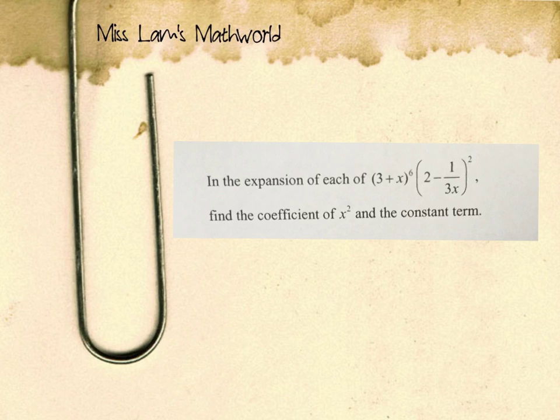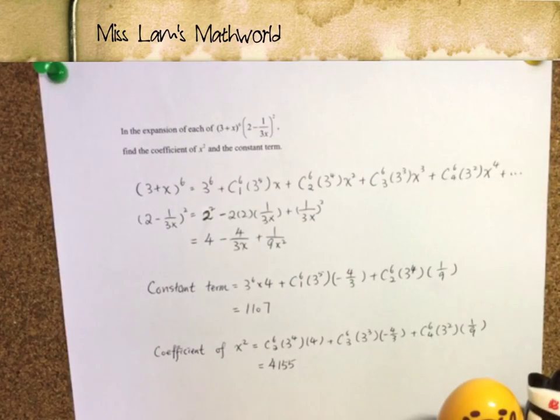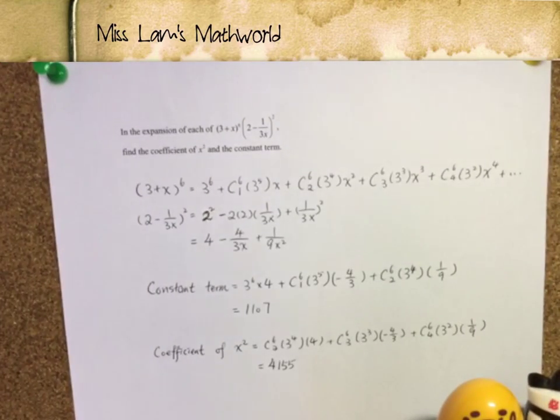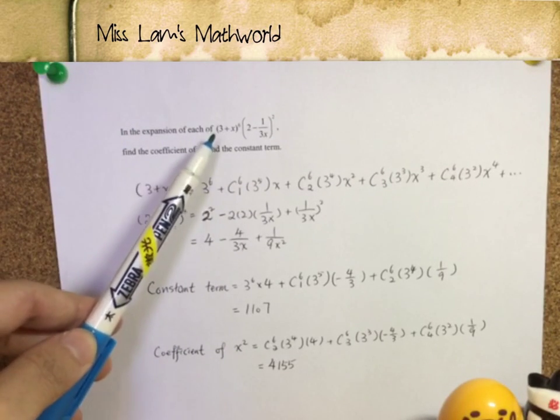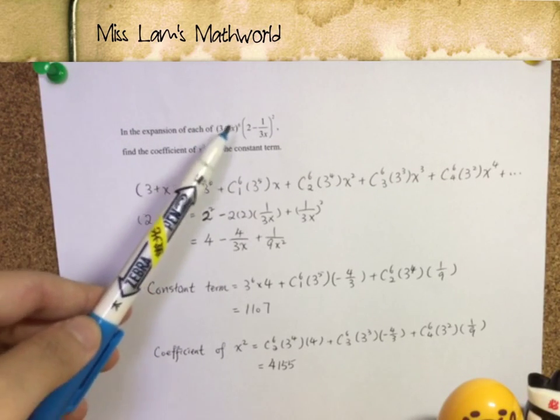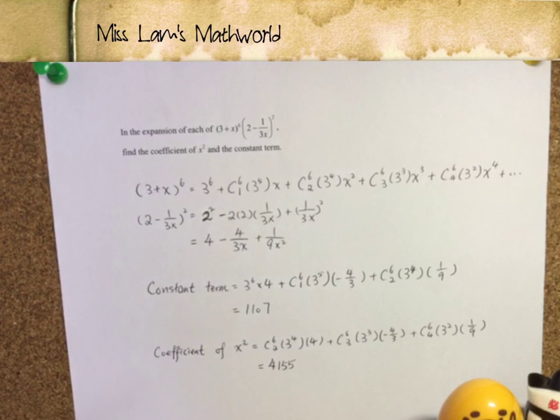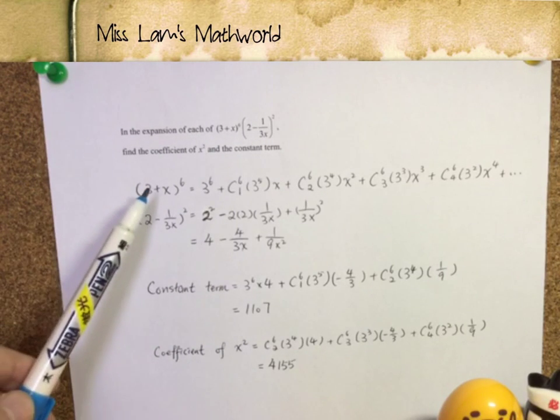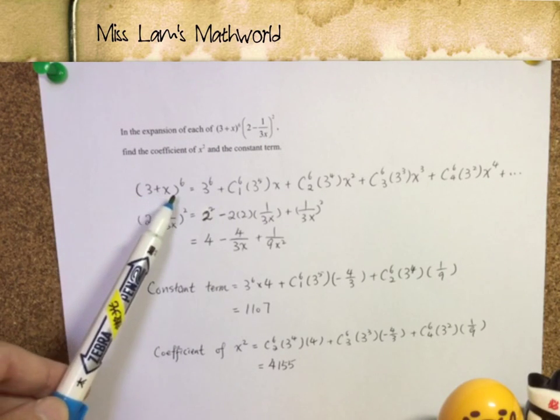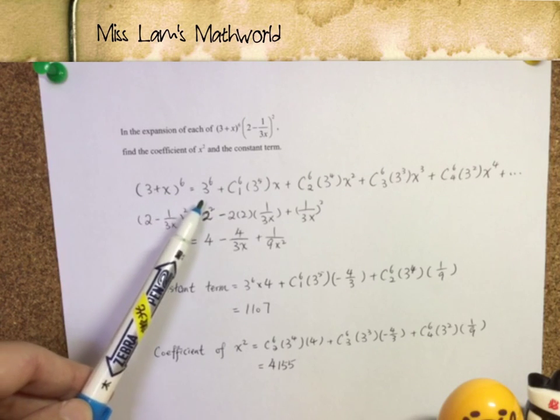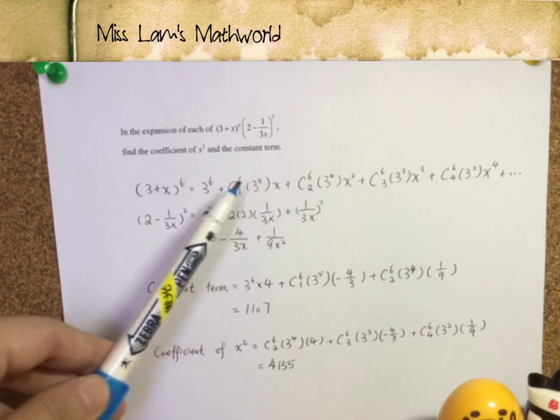Today we are going to discuss the binomial expansion by finding the coefficient. To solve this problem, we just start by expanding the first and the second expressions one by one. And we expand (3 + x)^6 in this way.